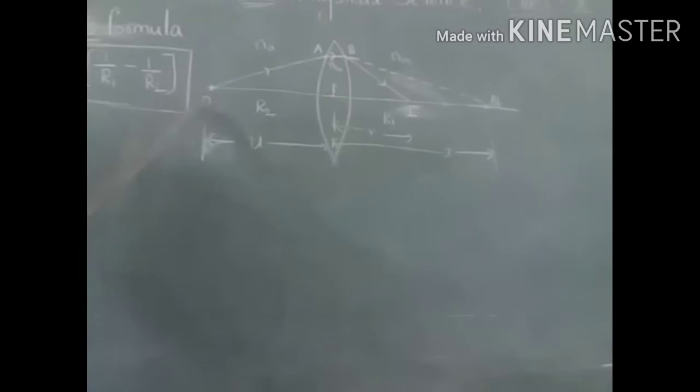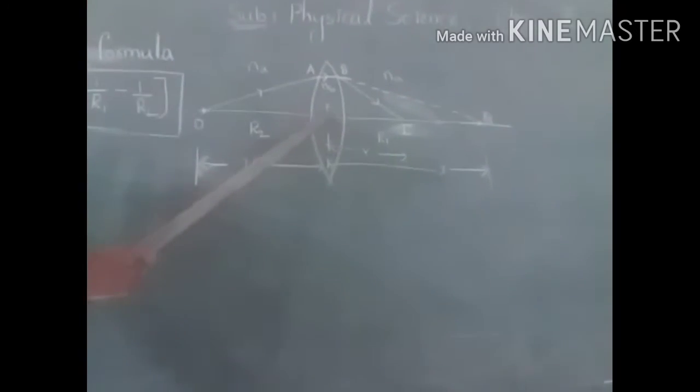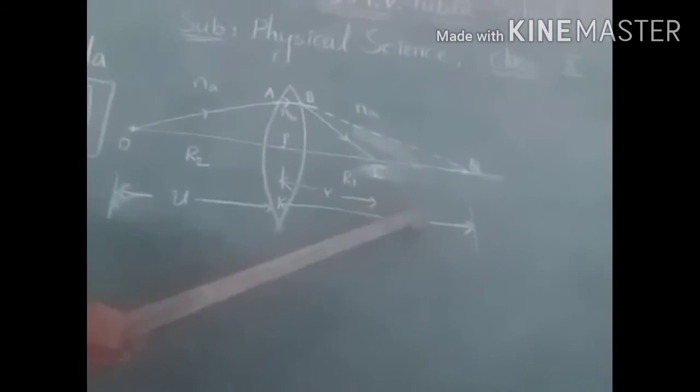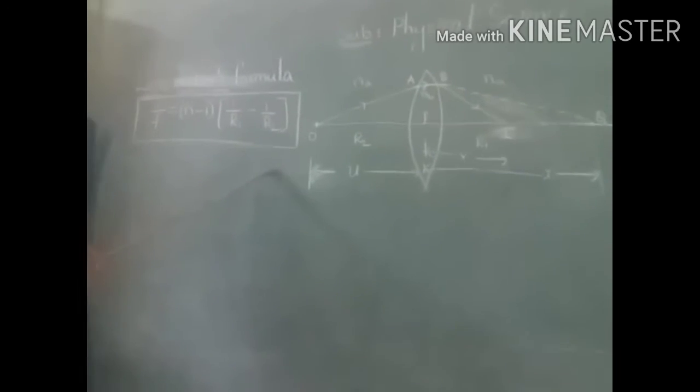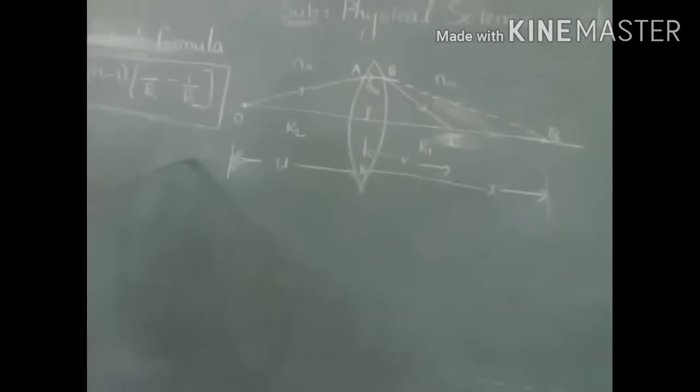I is the image. The distance between the pole and the object is the object distance u, and the distance between the pole and the image we have taken as v. Here there is one more image, that is Q. The distance between the pole and that image is taken as x. Now to derive the lens formula, first of all we will consider the curved surface formula.